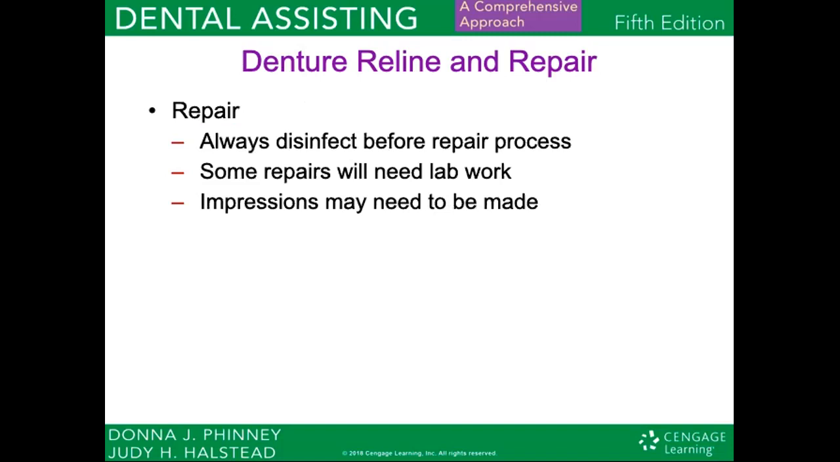Repairs can sometimes happen if the patient cracks or chips or breaks their denture in some way. When this happens, we always want to disinfect their dentures before sending them out. Some repairs will need lab work, which usually means impressions may need to be made.